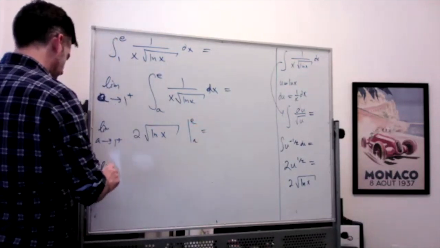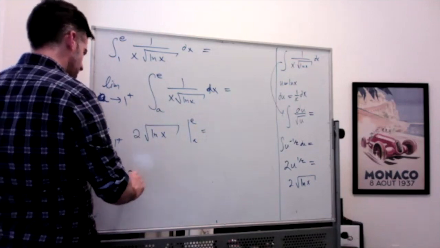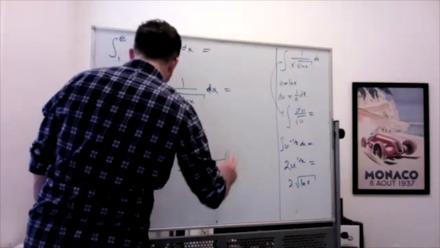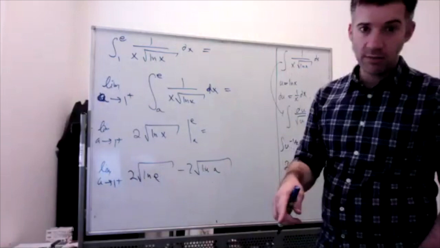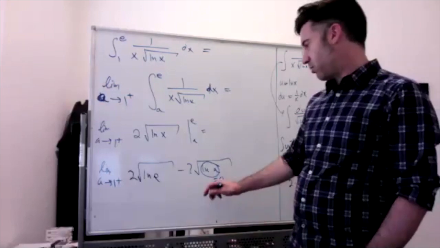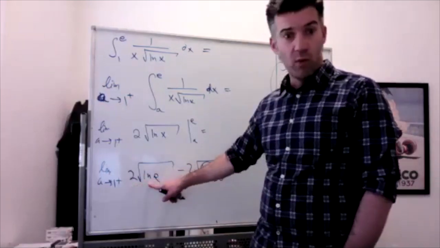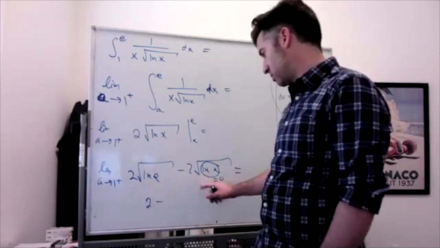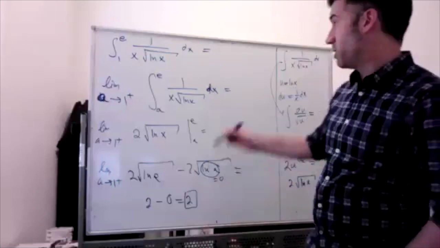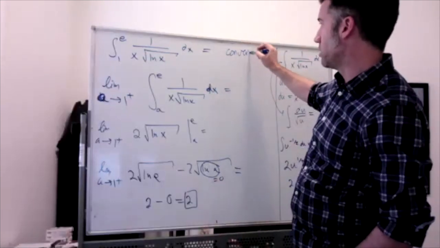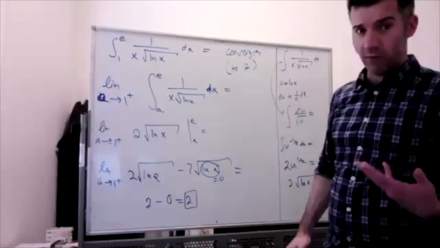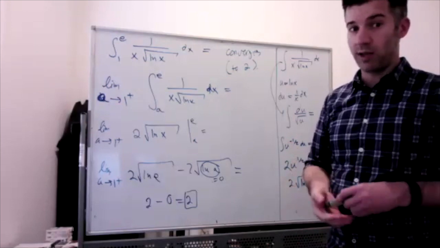That's going to be the limit as a approaches 1 of 2 square root of the natural log of e minus 2 square root natural log of a. As a goes to 1, the natural log of a goes to 0. So you end up with 2 times the square root of 1 minus 2 times the square root of 0. So this one is equal to a real number, which means the integral converges. It converges to 2.